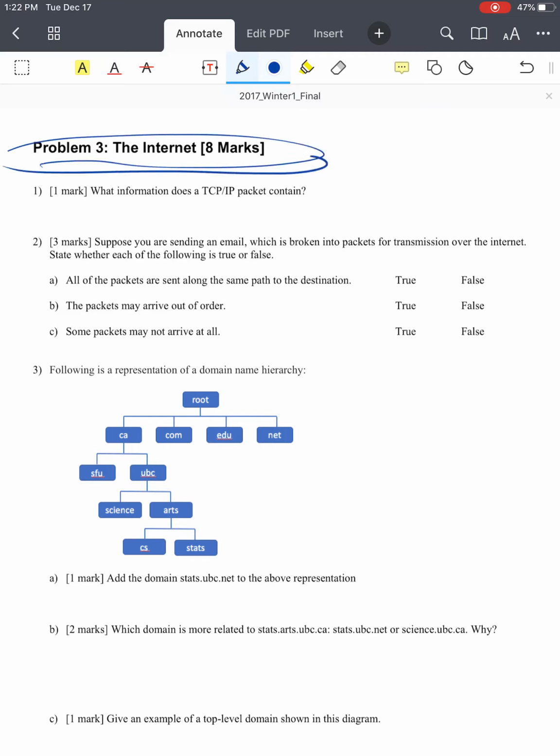2017, Winter 1, problem number 3, the internet. 8 marks, big one. So what information does a TCP/IP packet contain?